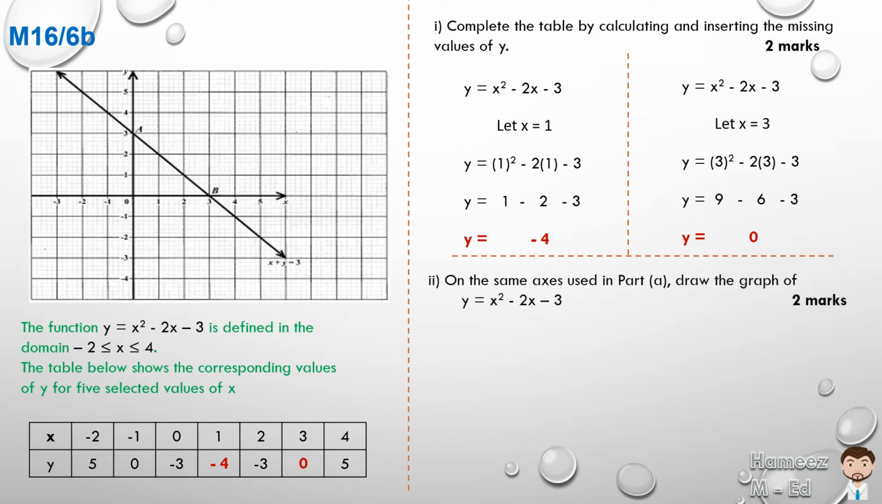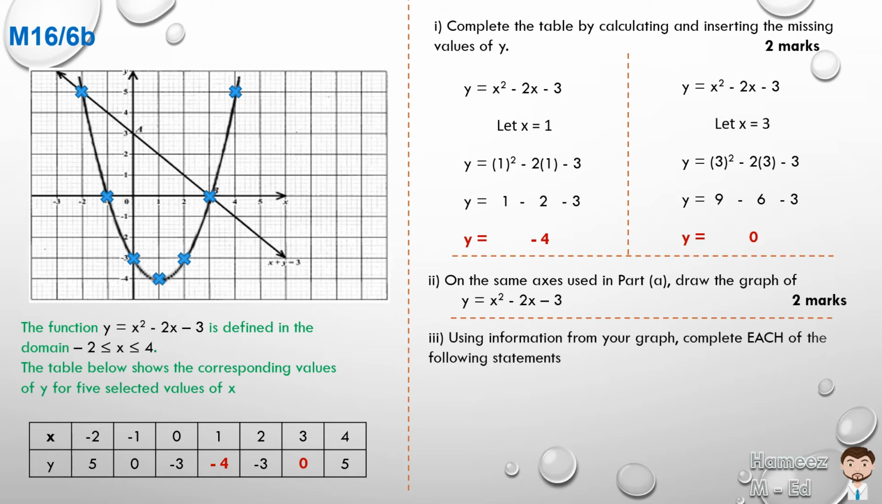Part 2. On the same axes used in part A, draw the graph of y is equal to x squared minus 2x minus 3. So we now have these 7 values. So what we want to do is plot the values: minus 2, 5; minus 1, 0; 0, minus 3; 1, minus 4; 2, minus 3; 3, 0; and 4, 5. And let's draw a line through it, which shows a curve or a parabola.